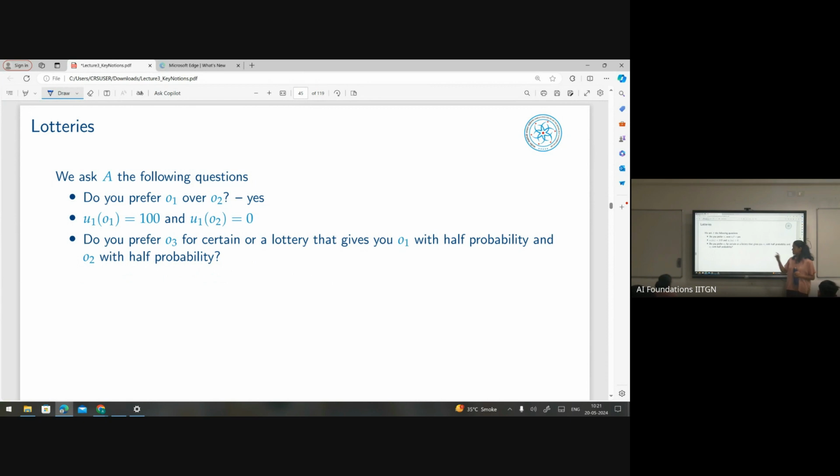Then what can we infer about the utility of O3 for agent 1? First, it is greater than O1 and O2? Greater than both? So the utility for O1 is 100. Utility for O2 is 0. And it prefers O3 with certainty over O1 with half probability and O2 with half probability. So what can we say about the utility that one will get if outcome 3 happens? But what will be the exact value? I said half probability.